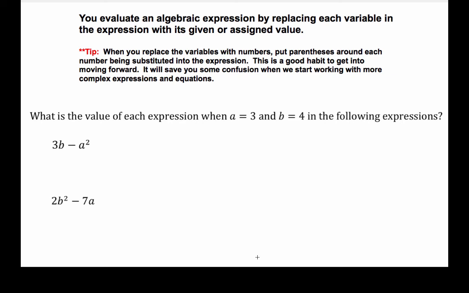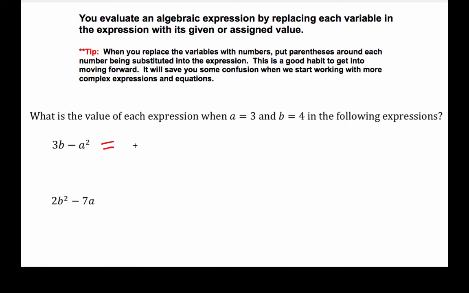Alright, so we have two examples here. What is the value of each expression below when a equals 3 and b equals 4? So they're telling us a has a value of 3, b has a value of 4. So we're going to take out a and b in our expressions and replace a and b with 3 and 4. Then we'll have a numeric expression that we can then simplify.